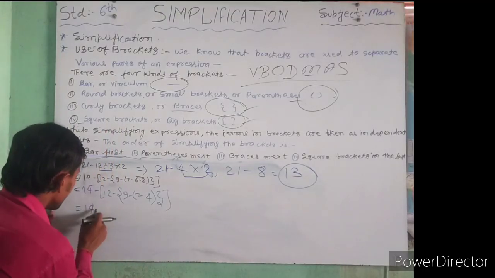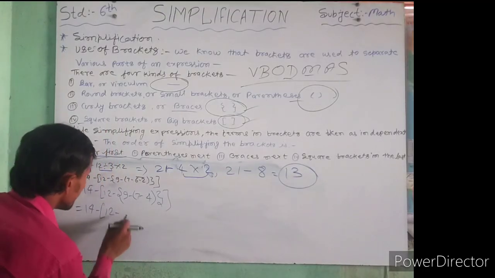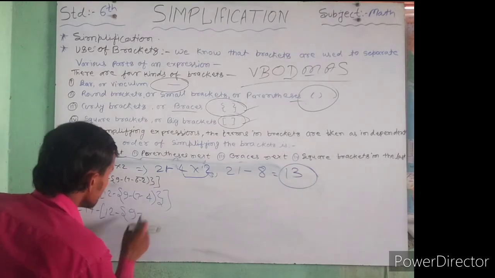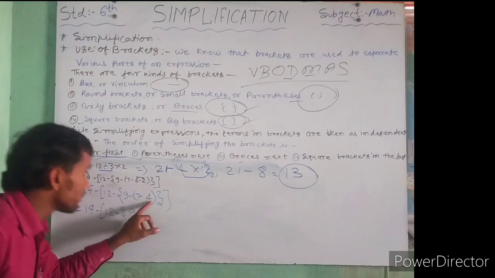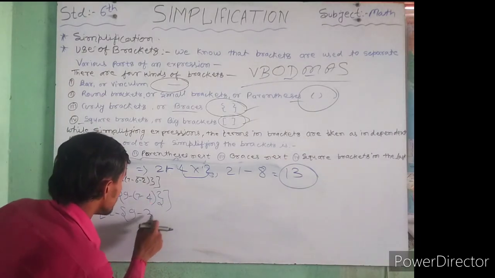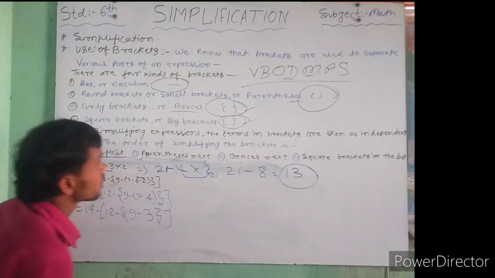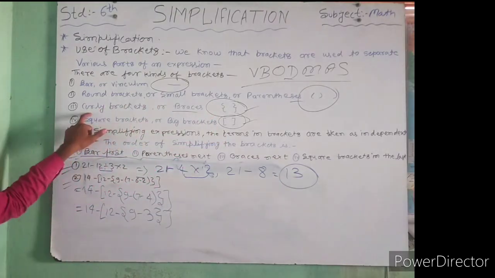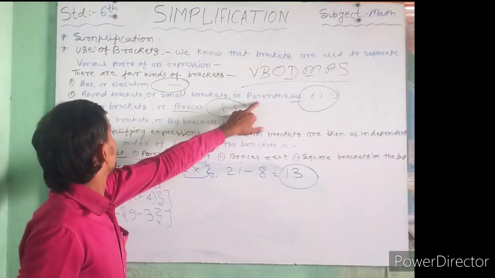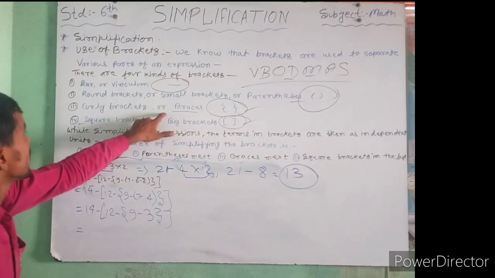You see 14 minus 12 minus bracket, minus 9 minus bracket. It means here 7 minus 4. 7 minus 4 equal to 3. And that's which bracket? Curly bracket. Okay, next step. Your round bracket is clear. Next here, curly bracket.